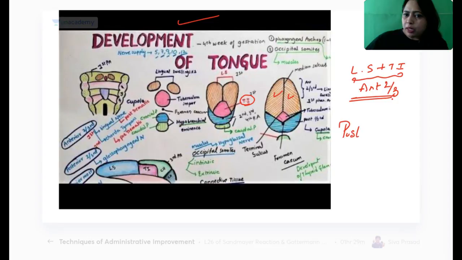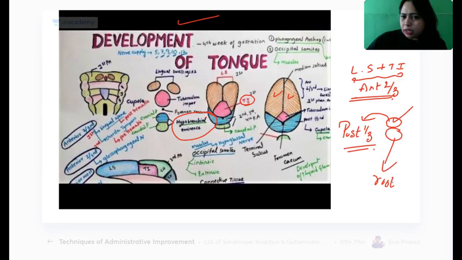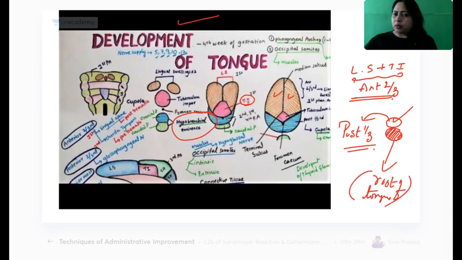But who will give rise to the posterior one-third? It will be by a small portion from the hypobranchial eminence. So the hypobranchial eminence has a front portion and a portion at the back, which is called the cranial and the caudal part. The cranial part is going to give rise to the posterior one-third of the tongue, and the caudal part will give rise to the root of the tongue. I'll shade that, that is the root of the tongue. So this one is the posterior one-third. So this is cranial, this is caudal.